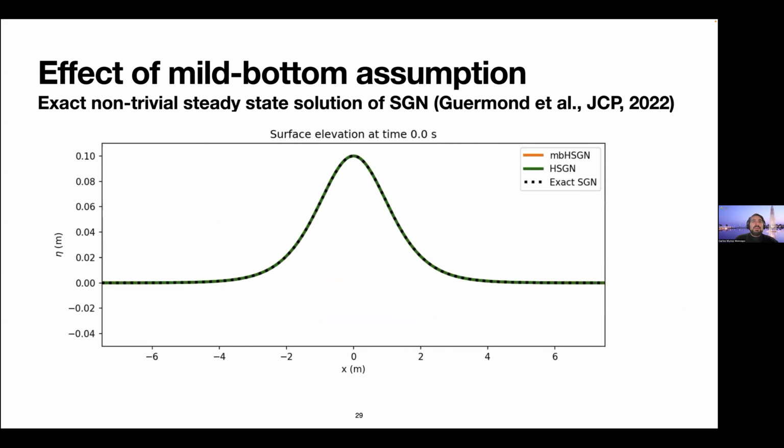This is also a good example to show you the effect of the mild-bottom assumption. You can see here that mild-bottom HSN is not able to capture this steady state, which might not be so surprising. But this is actually an outlier. In most of the tests we have tried, both of these systems perform almost the same, even with very complicated topographies, as you will see in a moment.